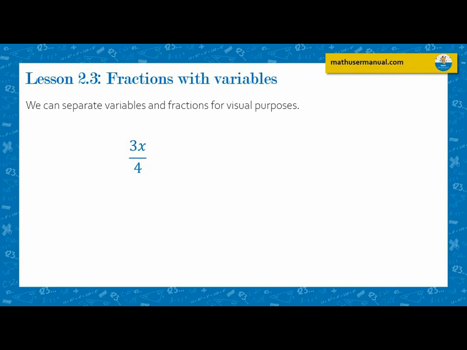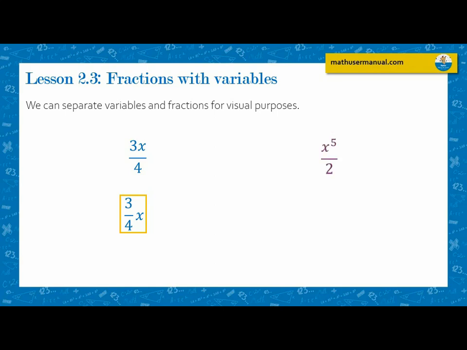For example, if we have 3x over 4, we can always separate the fraction from the variable. So we can write 3x over 4 as 3 over 4 times x. And 3 over 4 times x is the same as 3 over 4x. This step is not necessary, we're not obligated to do it, but we can do it if it makes us visualize the problem better.